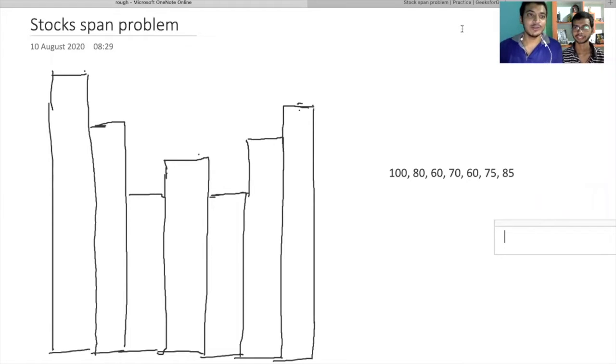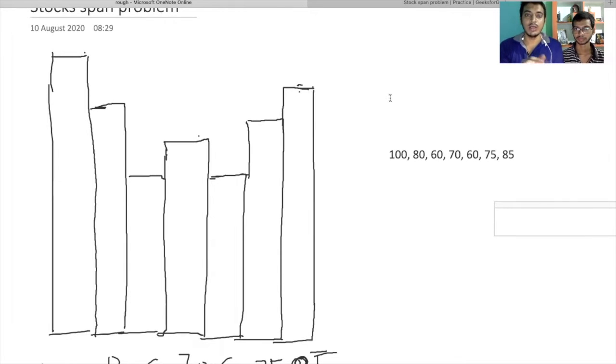Today we are going to discuss the stock span problem in this video. As you may already know the leaders in an array problem. If you don't know that problem, then first of all go to that problem. The link will be in the description also. So check that problem out first, then come to this problem.